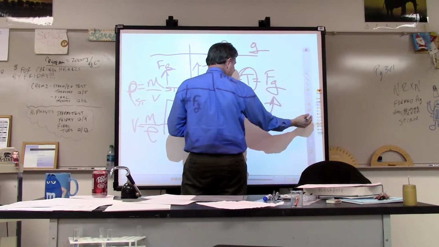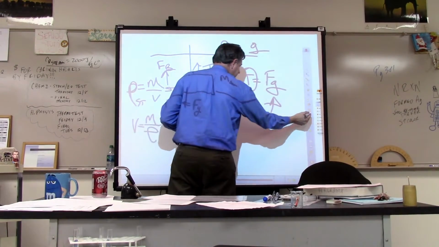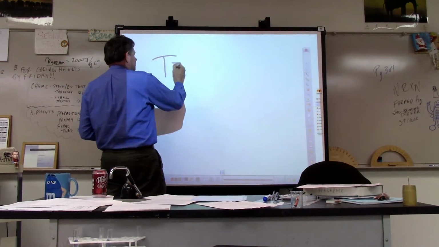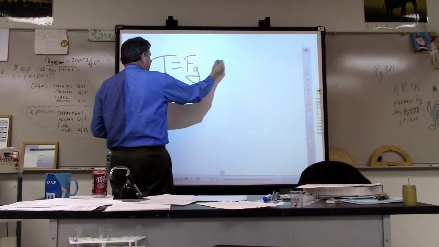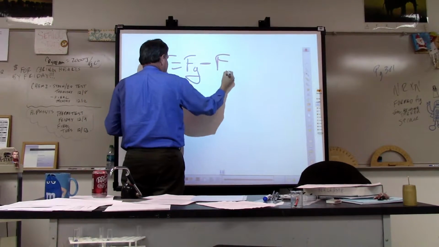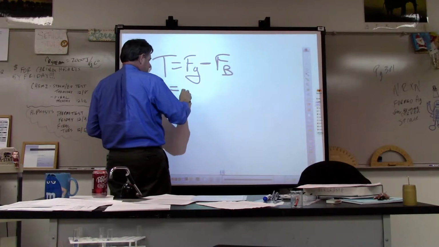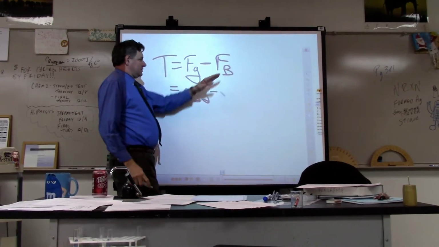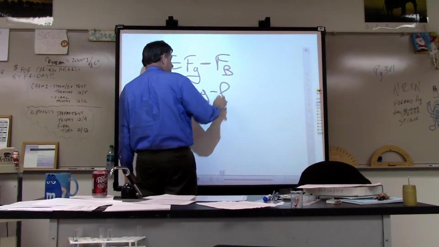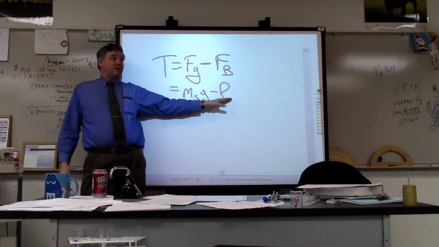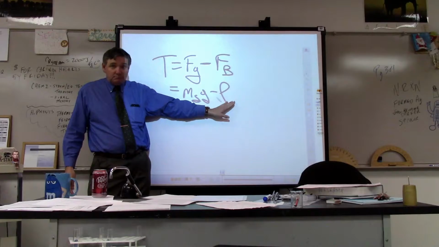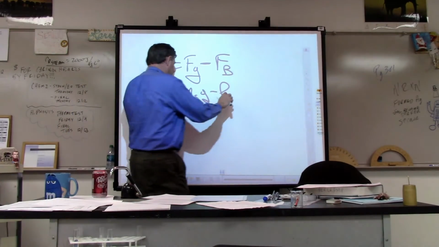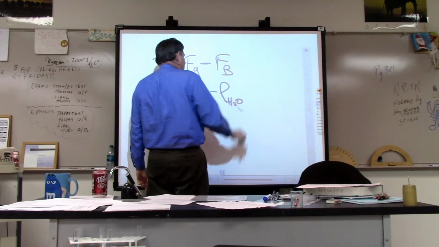We want to solve for tension, right? So tension is going to equal Fg minus the buoyant force. This is going to be the mass of the steel times g. This is going to be the density of water. There you go.